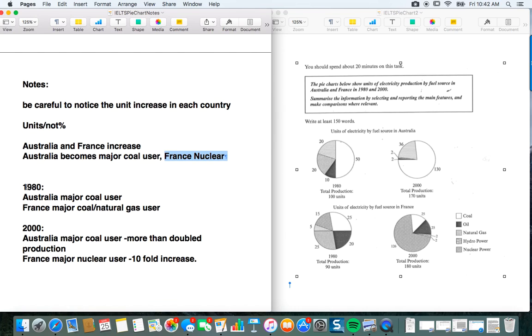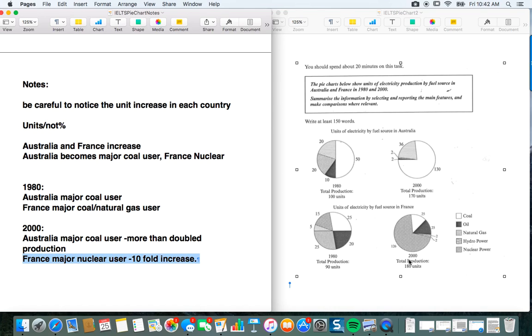So there you go. Australia goes from a major coal user, and in 2000, it's a major coal user. In 1980, France is a major coal and natural gas user, but in 2000, it's a major nuclear user, and natural gas has, as you can see, almost disappeared. All right, so it's gone from a pretty major user of natural gas to a very small user.